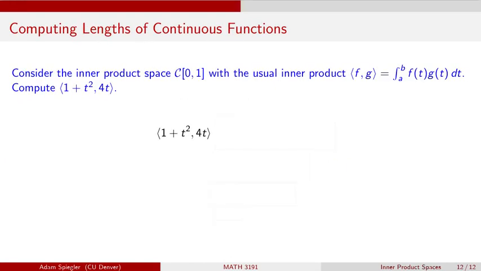Okay, so let's continue working with this vector space of continuous functions. And here we're going to take a look at the set of continuous functions over the closed interval from 0 to 1. And we are going to put an inner product on this vector space where we're going to define the inner product of f and g as the definite integral from a to b of the product of f and g. So this is a very standard inner product to put on this function space.